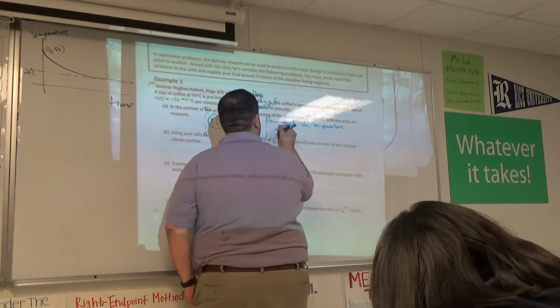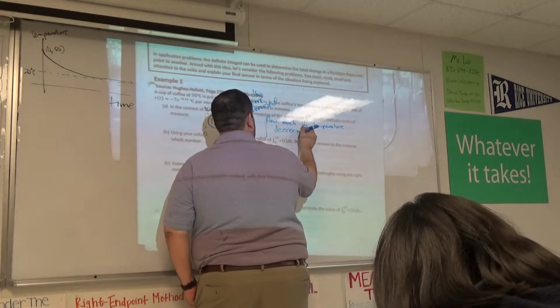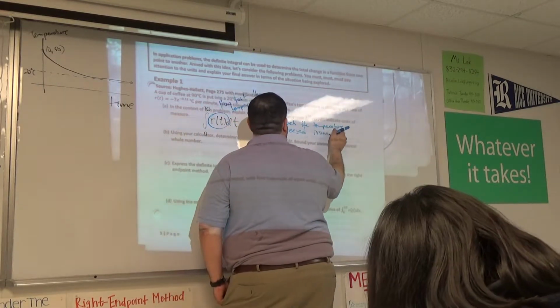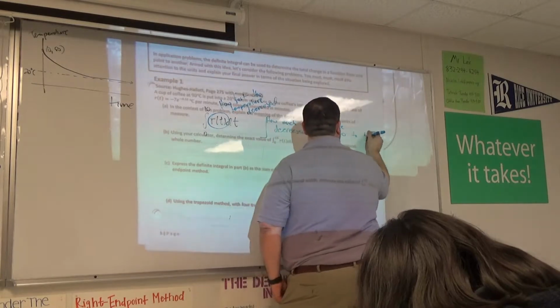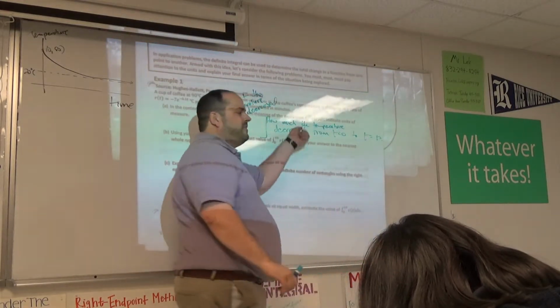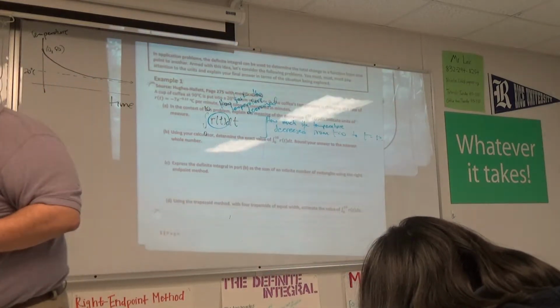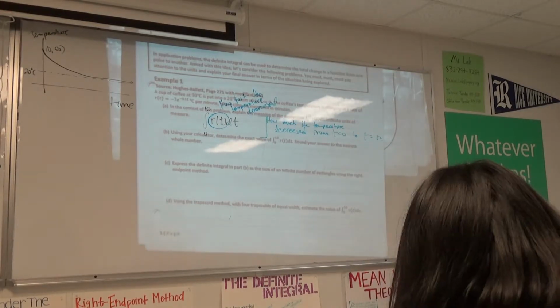How much the temperature decreased from when to when? t equals 0 to t equals 10. Okay, it's those limits of integration from t equals 0 to t equals 10. And if I said, what are the units? What are the units for the change?